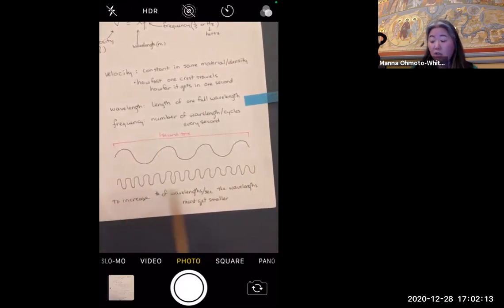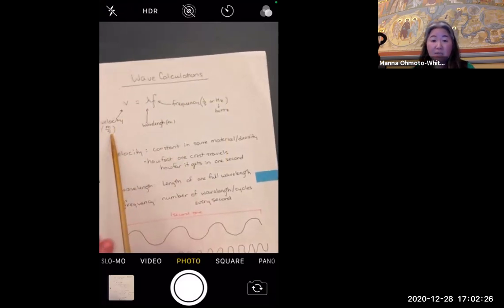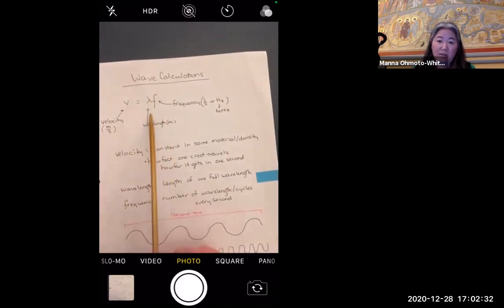If I want to increase the frequency, the number of wavelengths that pass in the same 1 second burst of time, the wavelengths have to get smaller. Right? So my relationship between my wavelength and my frequency, because my velocity is going to stay the same, is that they're inverse relationships. If I want to increase this, this has to go down.